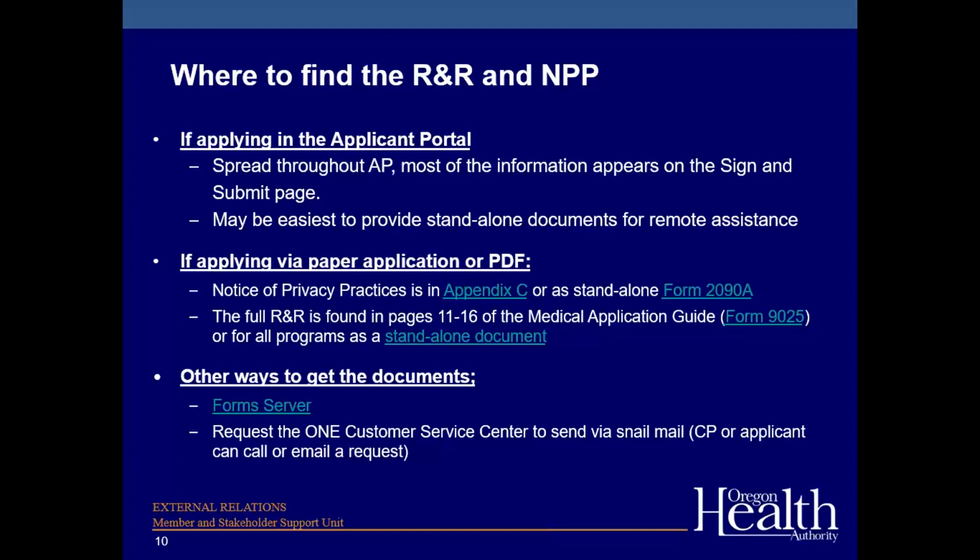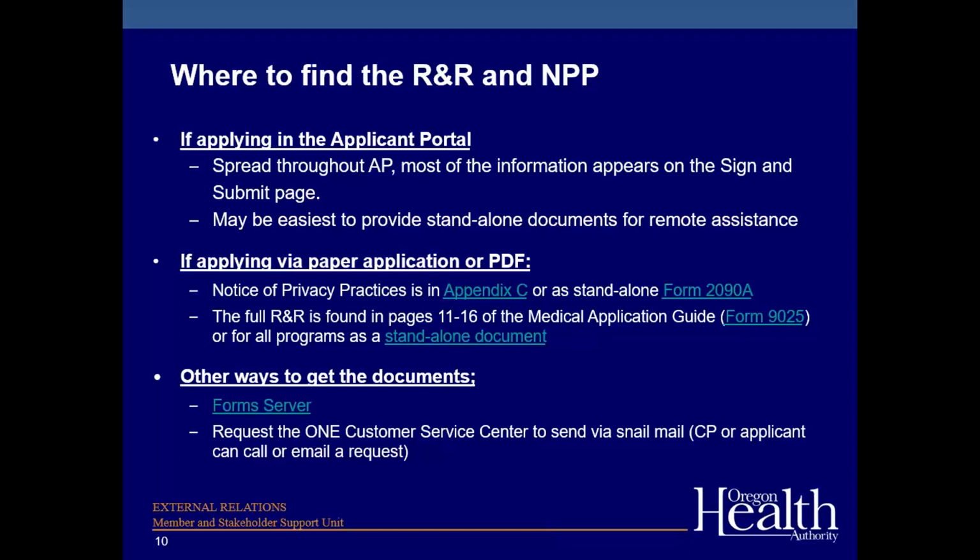The full rights and responsibilities are not in the paper PDF application. In fact, when people order the paper application, it always comes with an application guide. That is for many reasons, but one of them is that the full rights and responsibilities are found in that application guide on pages 11 through 16. And they are also available as a standalone document. So we've provided all of these links so that you have various ways to access these documents.